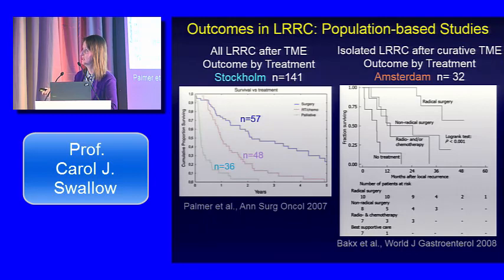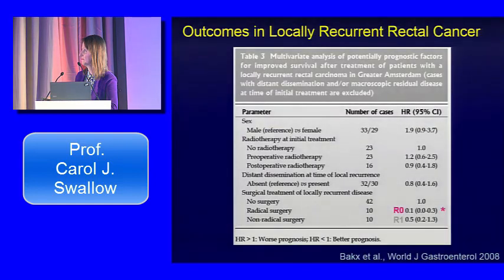And you can see that people who had a complete resection did better than those who had RT or chemo or best supportive care in this kind of population-based series. And the biggest predictor of overall survival was an R0 resection.